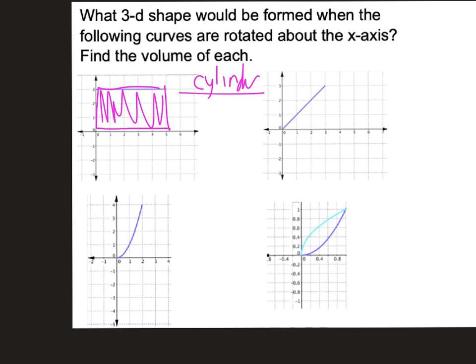Well, I can do geometry. The area of the base of that cylinder, the radius is 3. So the base area is pi r squared, so 9 pi. And then the height is 5. So then the volume is 45 pi. But this is a calculus video, so let's do calculus. Hopefully I get to the same place.